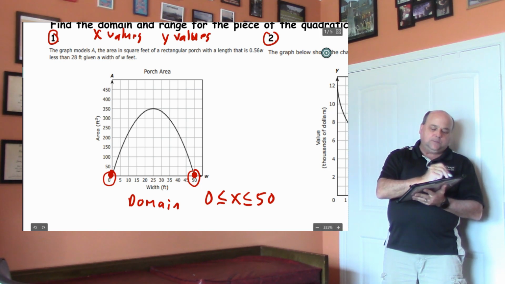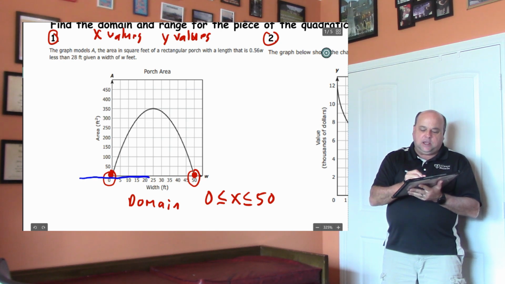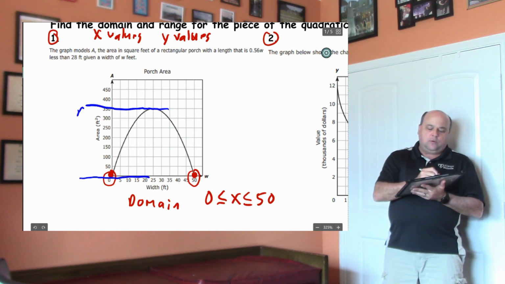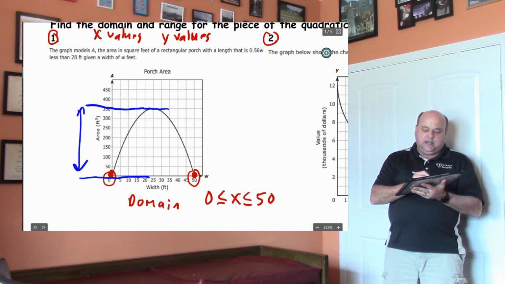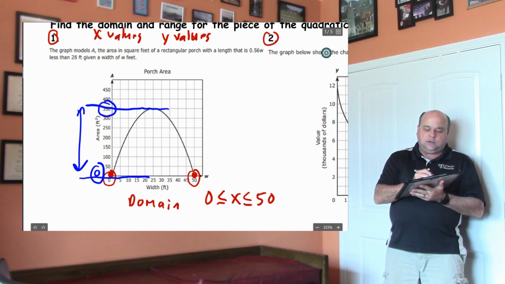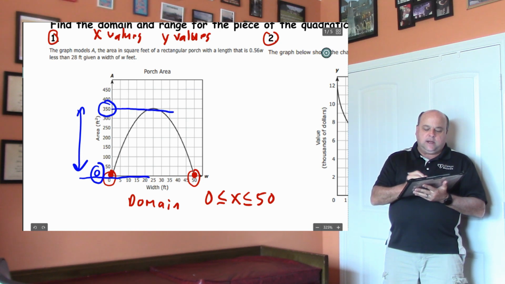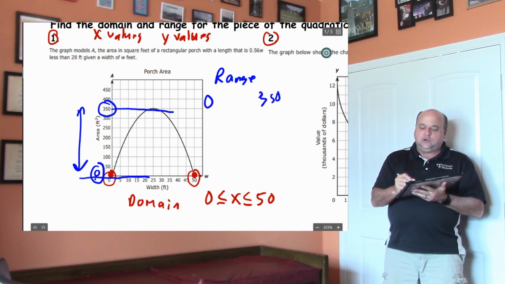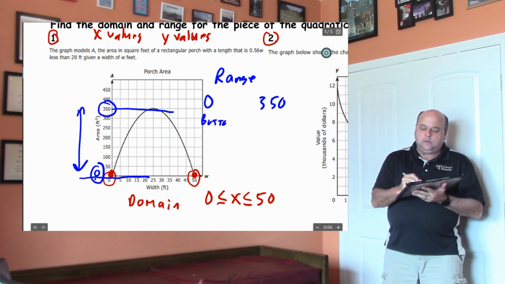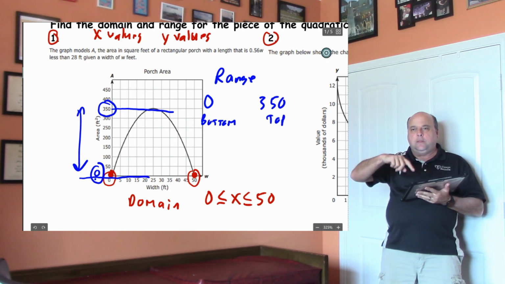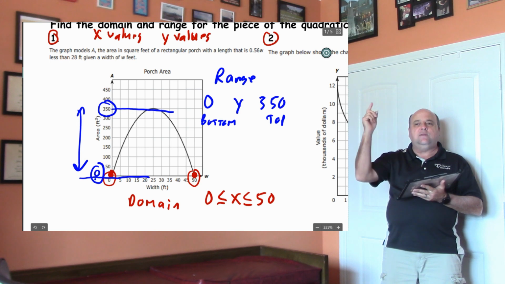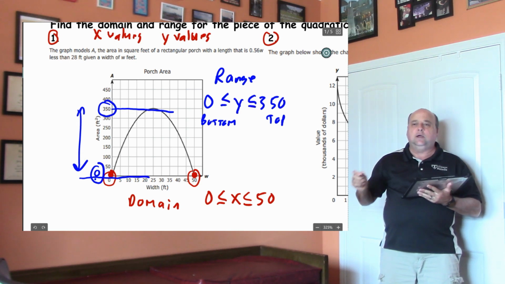Now then, let's do the range. The range is going to go from here to here, isn't it? So the range is going to be all the numbers from here to here. It starts at 0, and it goes up to, is that 350? Yeah, 350. So it's going to start at 0 and go up to 350. When you do your range, you want to go from the bottom to the top. So we're going to go from the bottom to the top, put y in the middle, and the same thing, less than or equal signs.